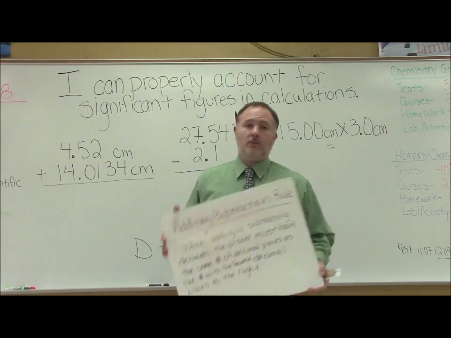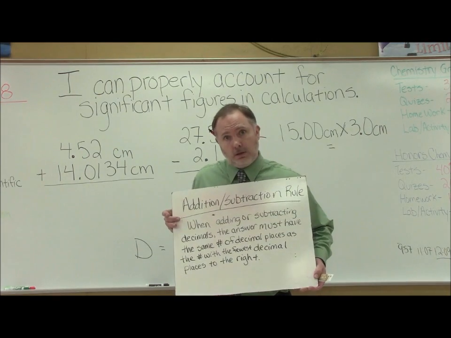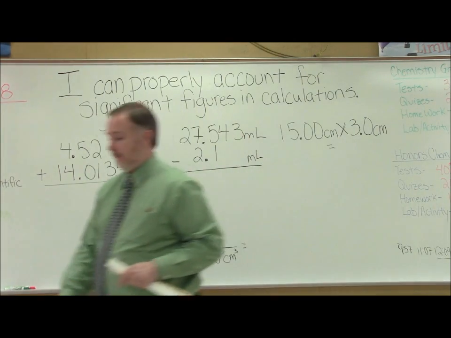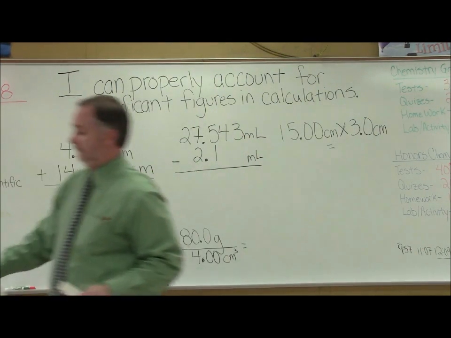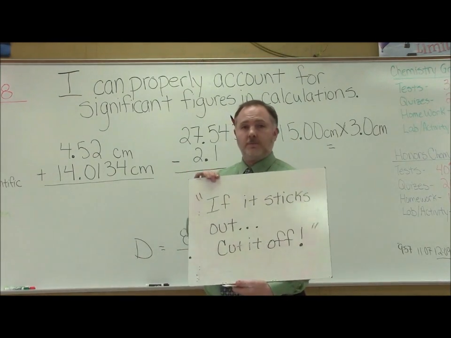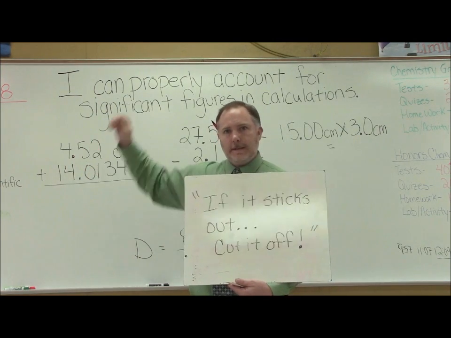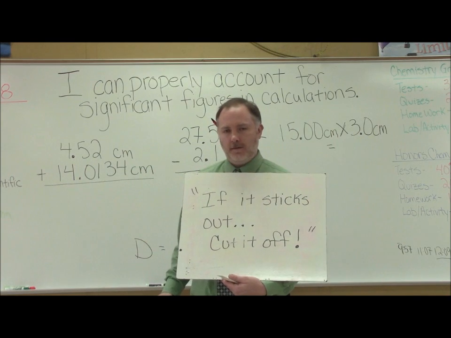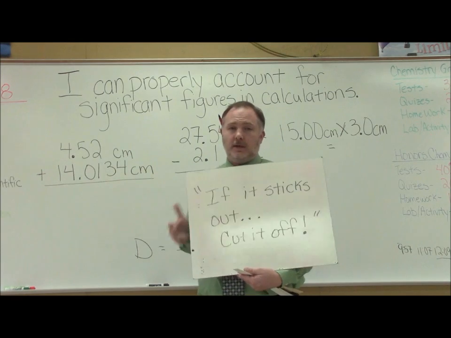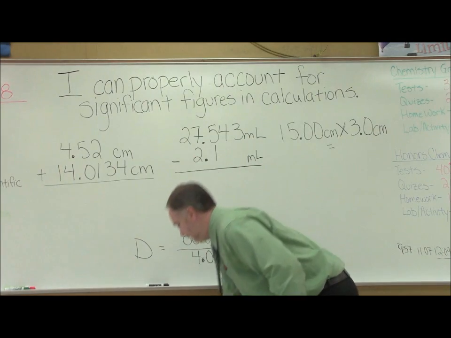Now, when I read this, I think blah, blah, blah. Let me give you something that's just a little bit easier to remember. Here's what I always tell students about addition and subtraction with significant figures. If it sticks out, you cut it off. The key thing is, it is about decimal places, but if you've got something sticking out from your decimal places, you're going to cut it off. Let me show you what I mean.